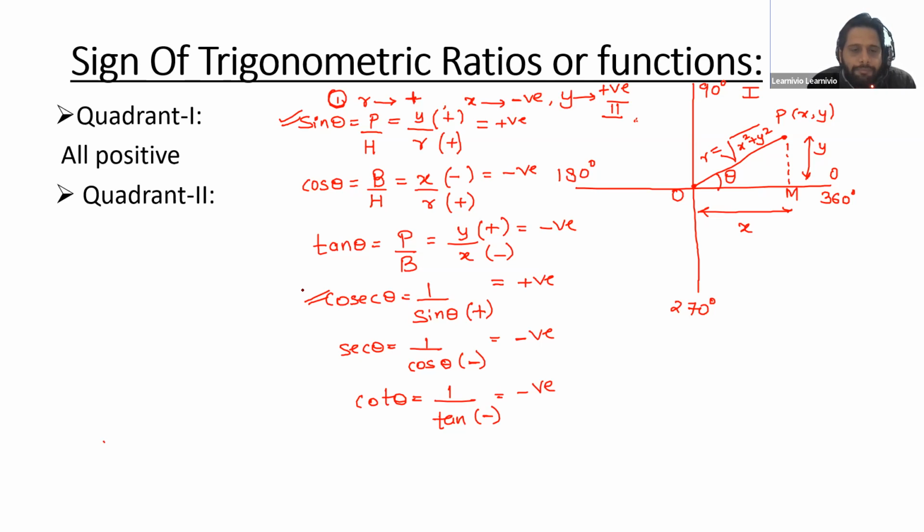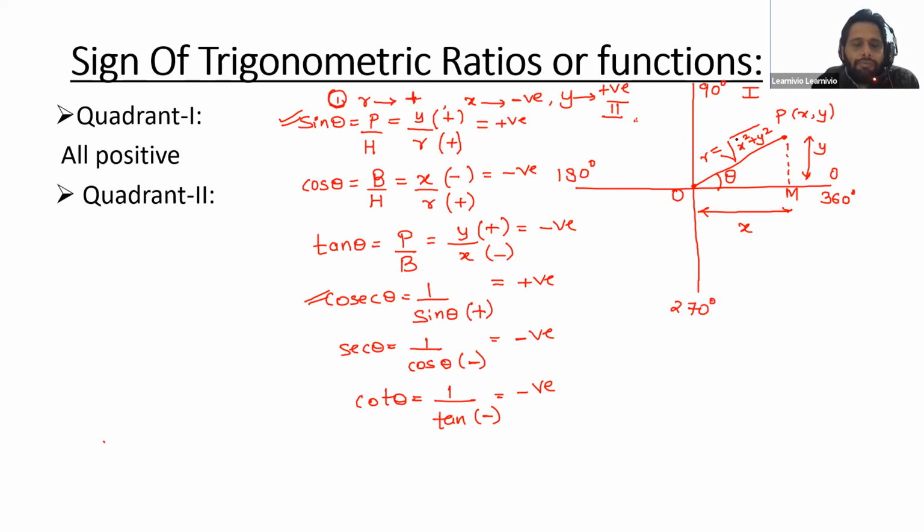Yes, Yusra. How do we know if R is positive or negative? Yusra, if you check here, R is the square root of x square plus y square. There is a square on x and y both. So if you put a negative here, it will become positive.